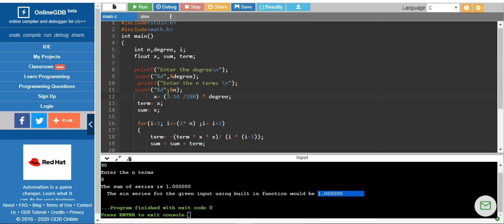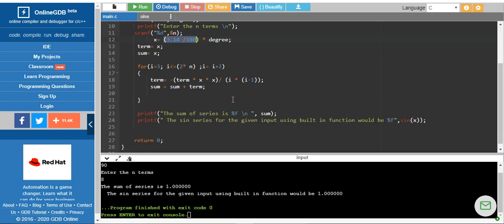And remember a very important note: when you are doing some mathematical calculation, parenthesis makes a major difference to the accuracy of the results. So we have degree into pi by 180. This pi by 180 should have higher precedence than multiplying it with the degree. And one more thing is, you are dividing the numerator by the denominator. The numerator should be in a separate parenthesis and the denominator should be in a separate parenthesis.